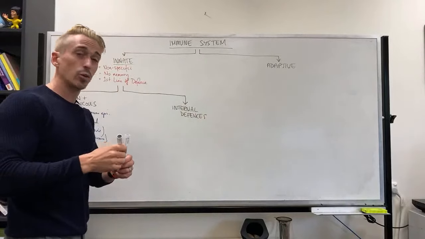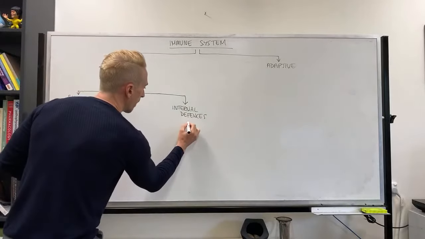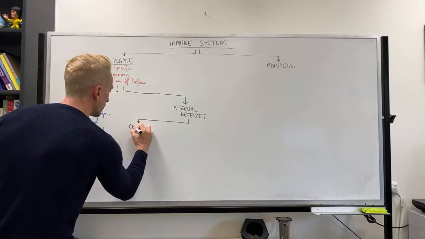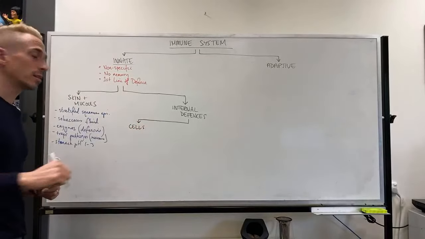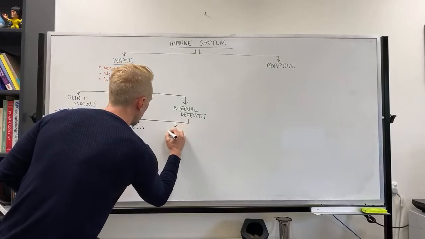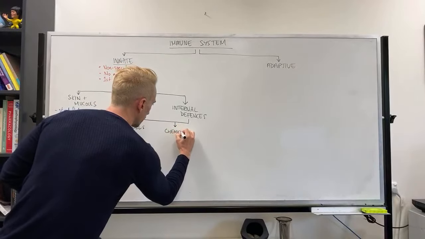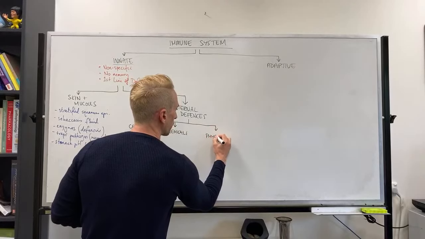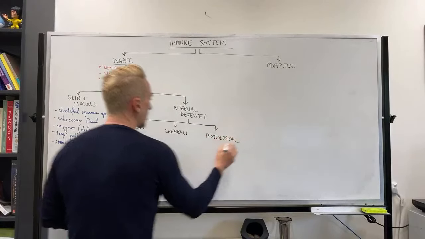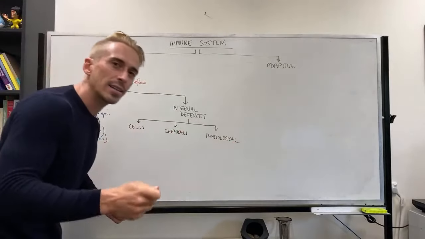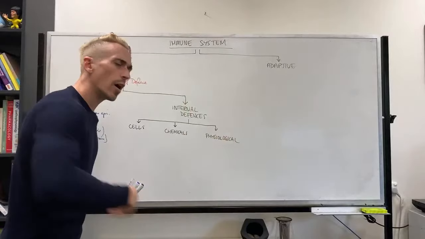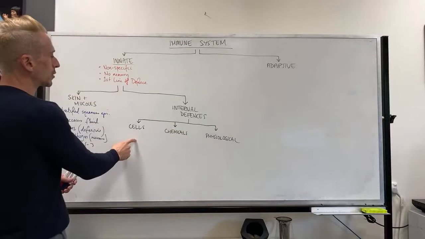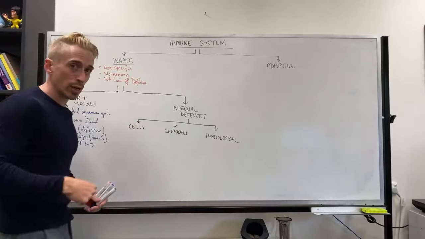Now there are different types of internal defenses that we have. For example, we have cells, certain types of cells that can help protect us. We have chemicals. And we have physiological responses. Again, none of these are adaptive. None of these are acting as though they know what this pathogen is. They don't know whether it's a virus or a bacteria. They are just doing what they do all the time if any pathogen comes in. Let's first look at the cellular response inside the body that's non-specific.